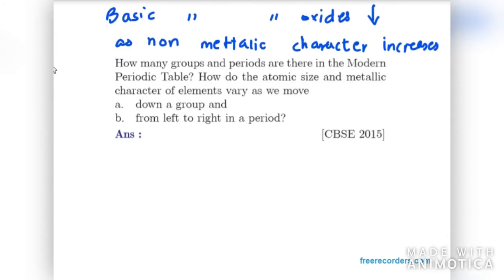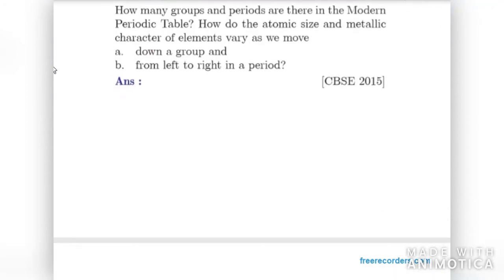Now moving on to question number 3, it says how many groups and periods are there in the modern periodic table? So in the modern periodic table, groups are 18 and periods are 7.